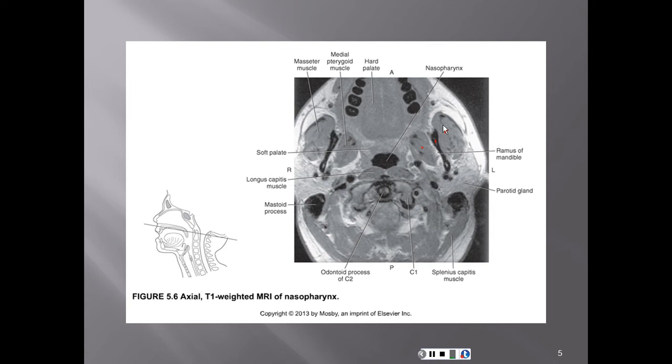So you have the masseter muscle, and you have the ramus of the mandible, and then you have the pterygoid muscle. And we would call this the medial pterygoid muscle because right behind the pterygoid muscle is the pterygoid plate, followed by more pterygoid muscles.